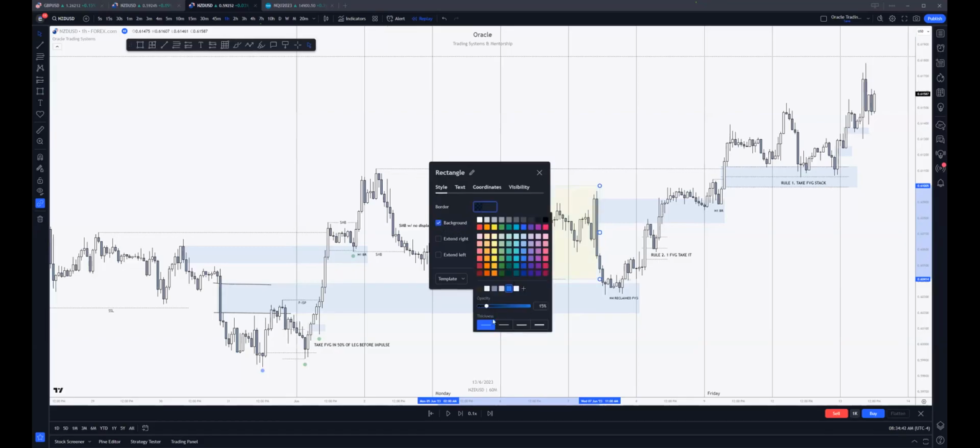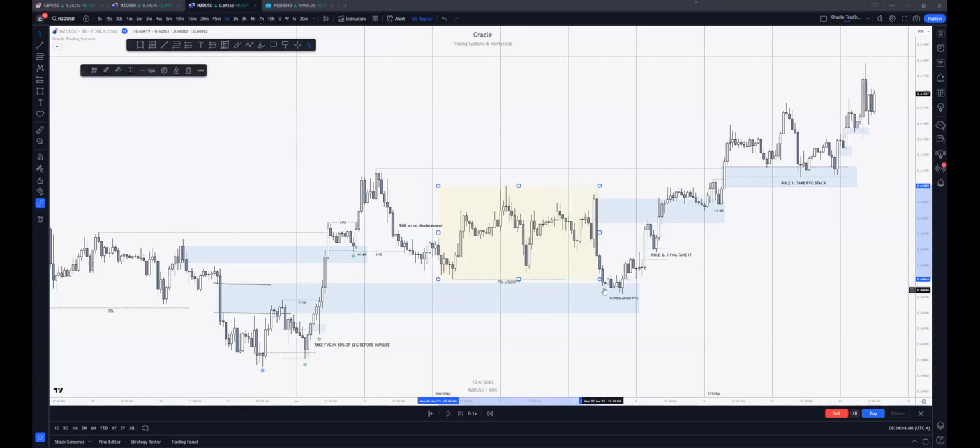In what session does that get manipulated, Jay? PM. PM, but that doesn't necessarily matter. It matters what happens after it. Yeah, okay. Like in here, the New York manipulates the highs, right? Yep.